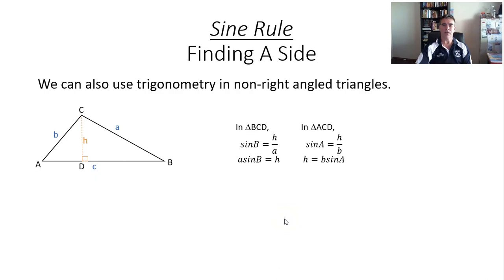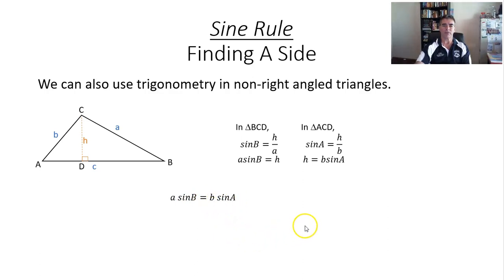So let's put the two together then. So in triangle BCD, so this triangle here that we just worked with, and the first triangle, we both found that h, the height, was a sine beta and also b sine alpha. So if those two are the same height, then these two must be equal. So let's have a look what happens when they're both equal. So we've got a sine beta equals b sine alpha.